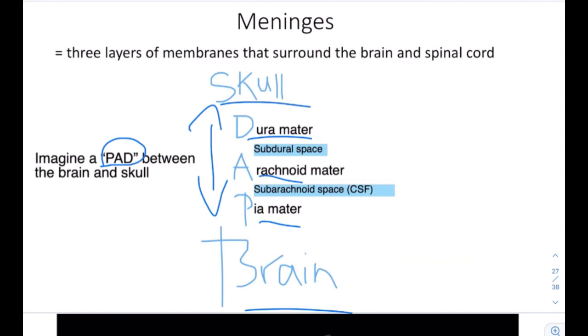So below the dura mater is something called the subdural space. Subdural means below the dura. And then below the arachnoid mater is something called the subarachnoid space. So subarachnoid means below the arachnoid. And this is where CSF is found, and also the blood vessels of the brain.